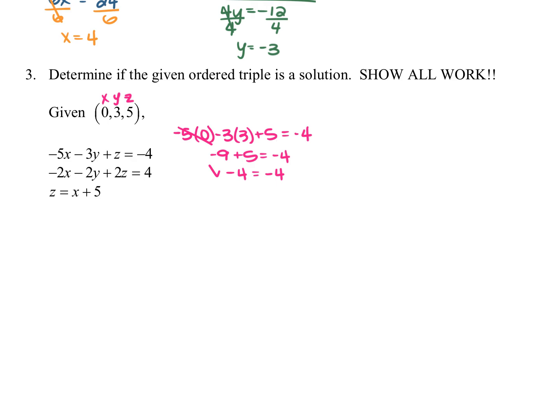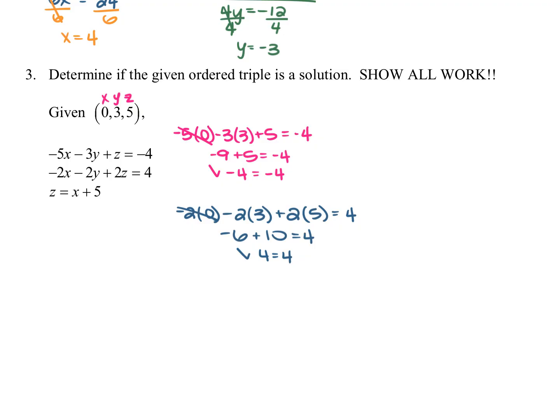For the second equation, you have negative 2x, so negative 2 times 0, minus 2y, so that's negative 2 times 3, plus 2z, so that's 2 times 5, is equal to 4. Your negative 2 times 0 cancels out. You're left with negative 6 plus 10 is equal to 4. 10 minus 6 is 4. 4 is equal to 4 is a true statement, so we'll check that last equation.